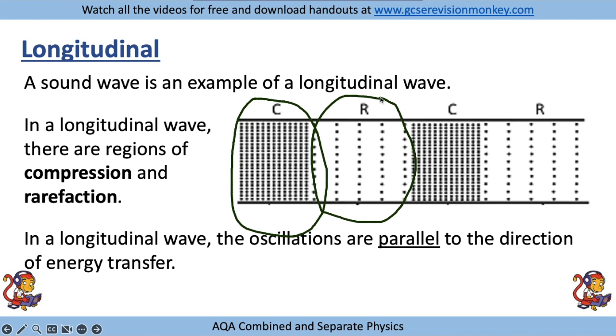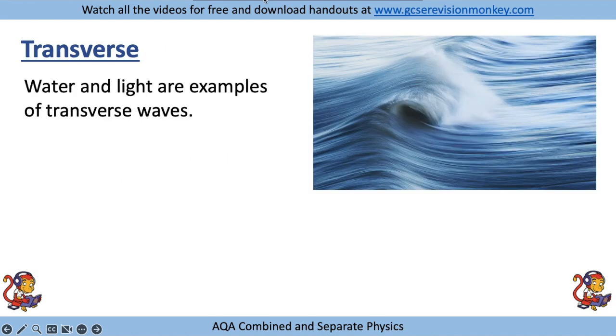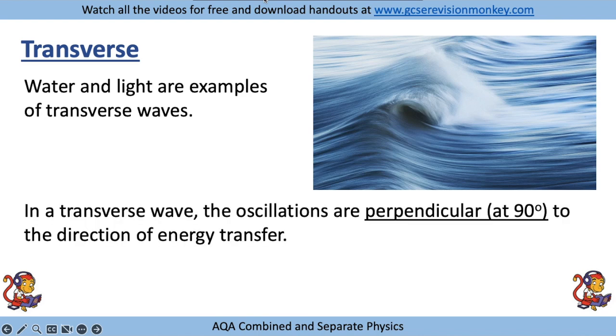In a longitudinal wave, the oscillations are parallel to the direction of energy transfer, which means the movement of the particles backwards and forwards is parallel to the direction of energy transfer. Water and light are examples of transverse waves. In a transverse wave, the oscillations are perpendicular, which means at 90 degrees, to the direction of energy transfer. So that means whilst the particles oscillate up and down, the direction of energy transfer is perpendicular.